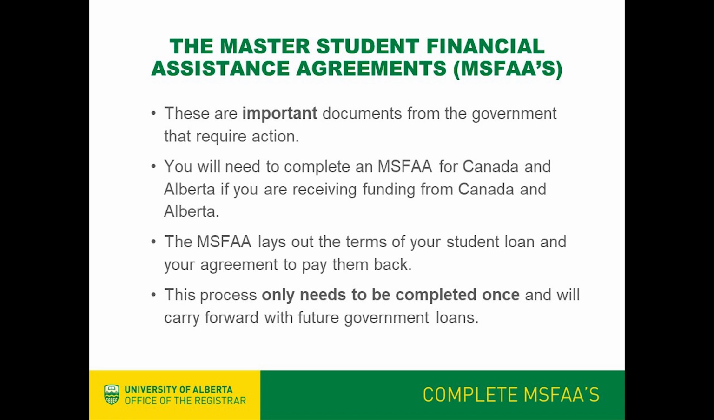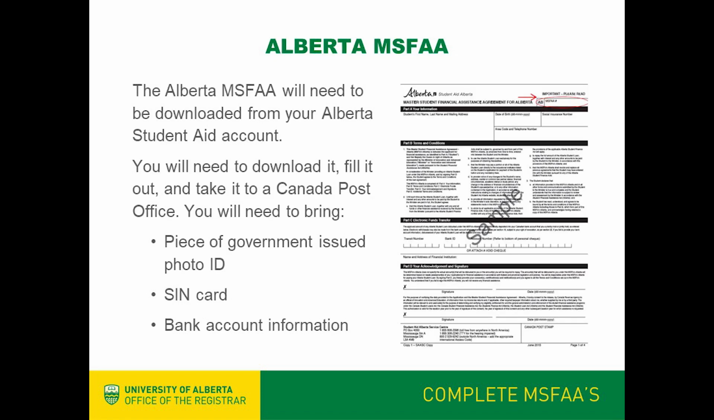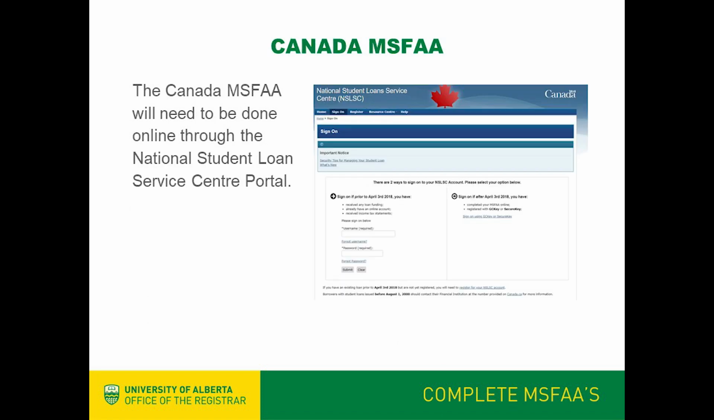You will receive information about how to complete the MSFAAs once they have been generated into your Alberta Student Aid inbox. The Alberta MSFAA is a paper document that you will need to download and print from your Alberta Student Aid inbox and take to a Canada Post office. You will need to bring a piece of photo ID, your SIN card, and banking information so that they know where to deposit the money. The Canada MSFAAs are a little bit more high-tech and will need to be completed online through the National Student Loan Service Centre portal, or NSLSC. If you're having any trouble logging into the NSLSC portal, you will need to call NSLSC directly.